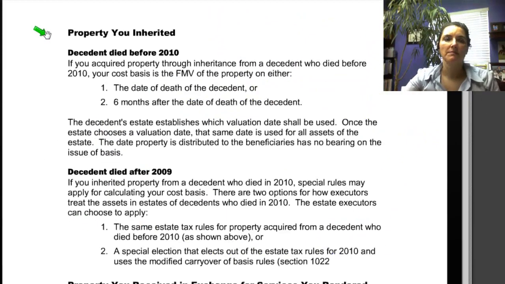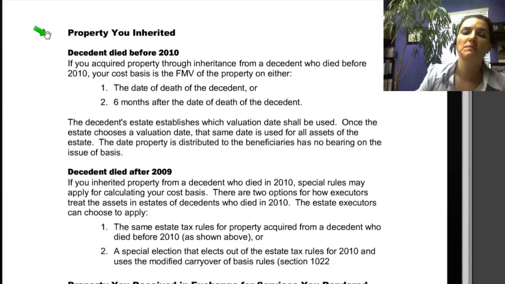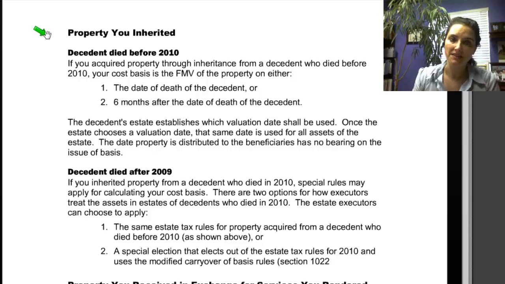Now we move on to a different type of basis calculation, and it has to do with inherited property. There are a lot of special rules about inheritances, including the rules surrounding the basis of an asset that you inherit from someone.